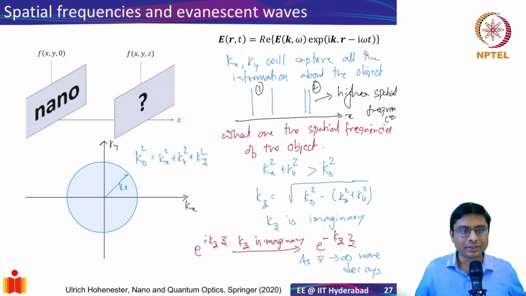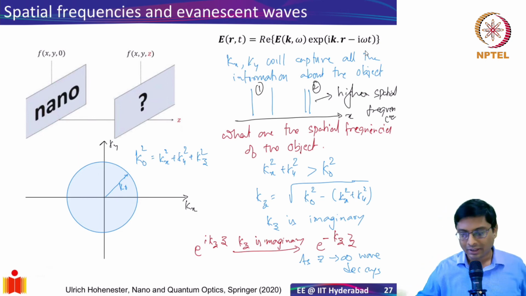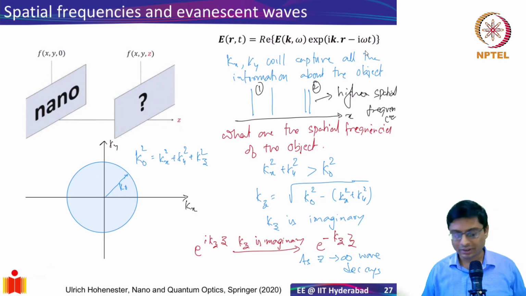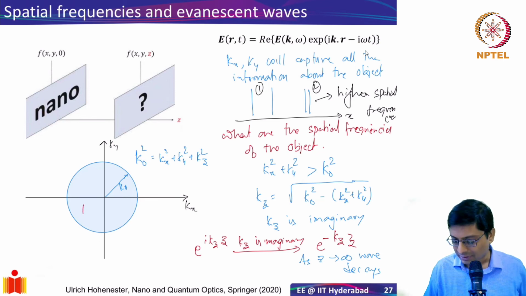So what we are saying is, the information can be constructed in terms of spatial frequencies, but if you have very large spatial frequencies, those spatial frequencies cannot propagate, they will decay. That's why in this kx and ky plane, I can talk of all the frequencies which are below k0 as propagating waves.